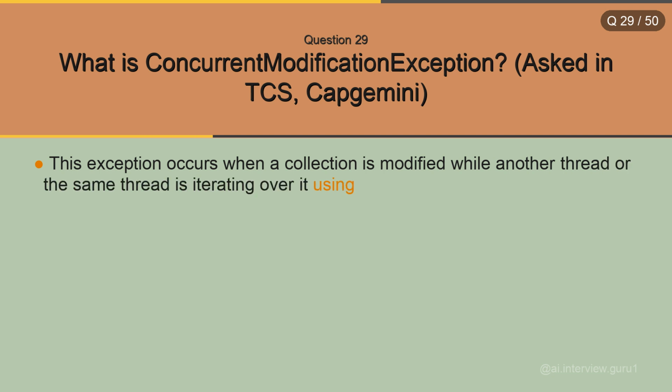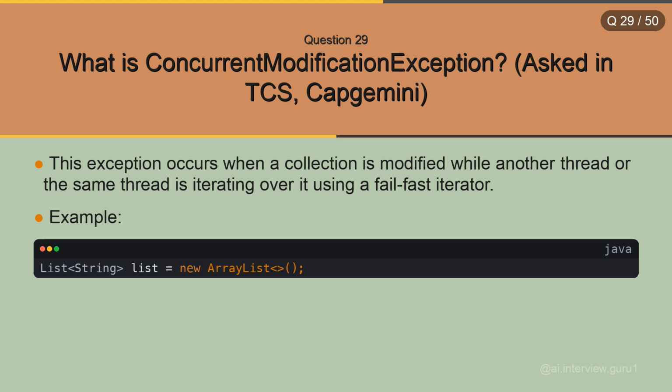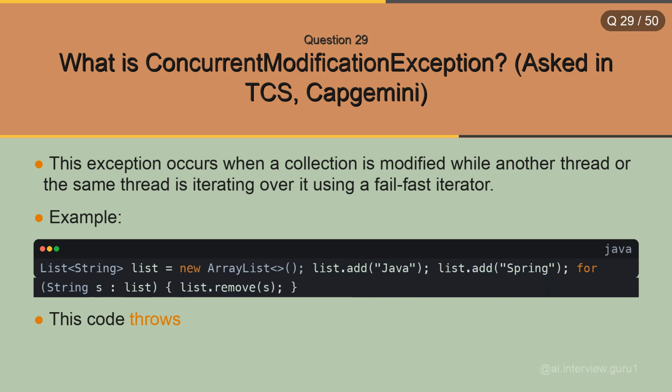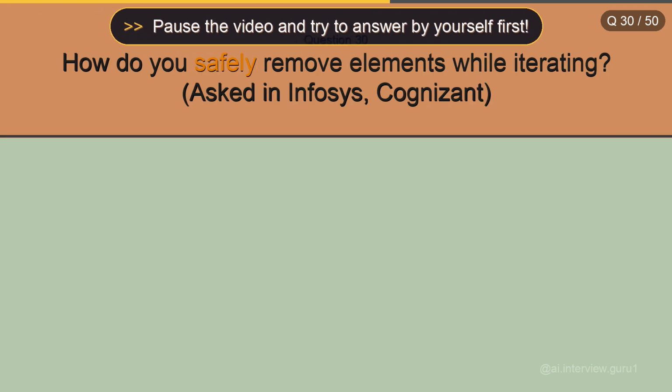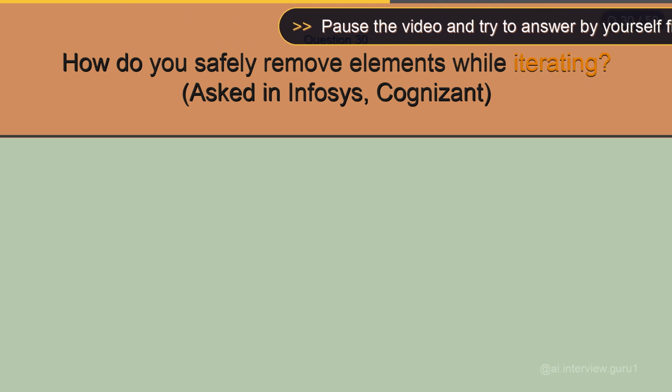a fail-fast iterator. Example: List<String> list = new ArrayList<>(); list.add, then list.remove inside a for loop. This code throws ConcurrentModificationException. To safely remove elements, use Iterator.remove.